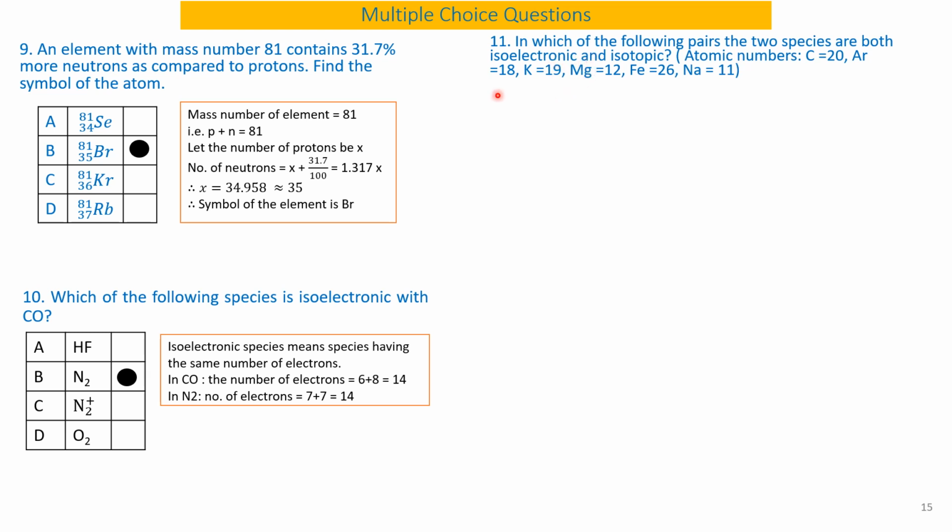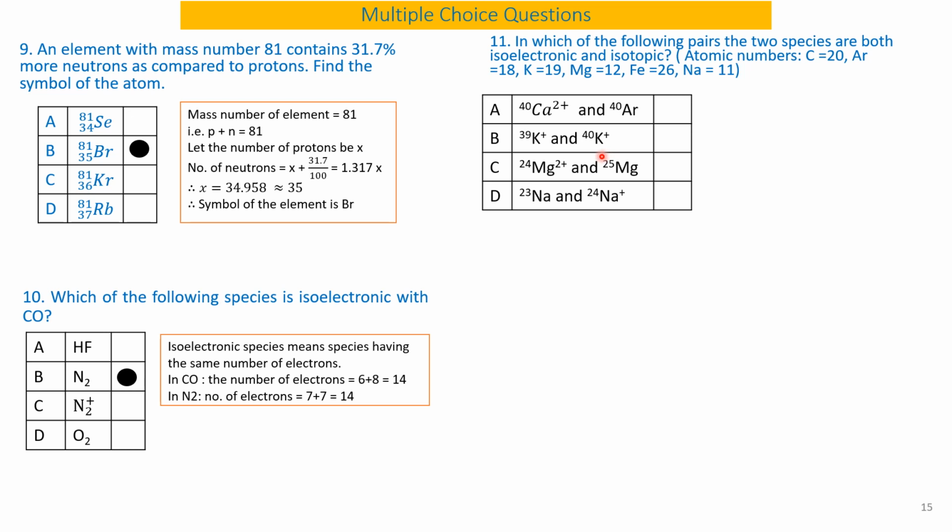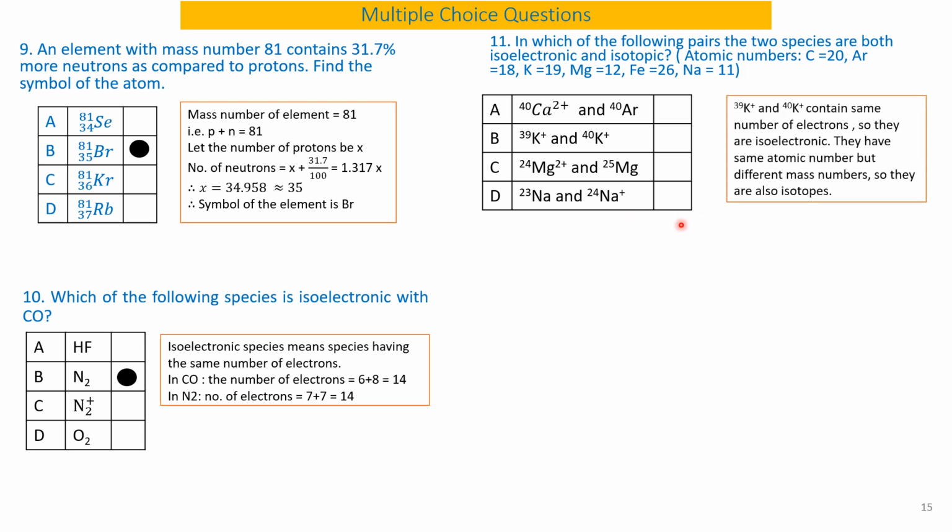In which of the following pairs are the two species both isoelectronic and isotopic? Atomic numbers: Ca is equal to 20, Ar is equal to 18, K is equal to 19, Mg is equal to 12, Fe is equal to 26 and Na is equal to 11. So these combinations are given. Pairs are given here. You have to analyze and mark it correctly.